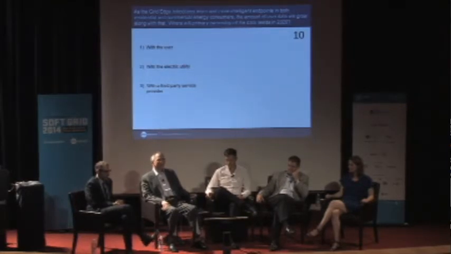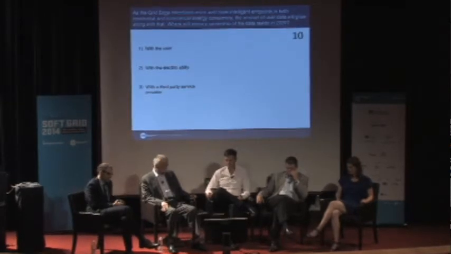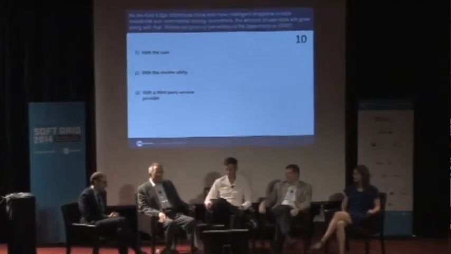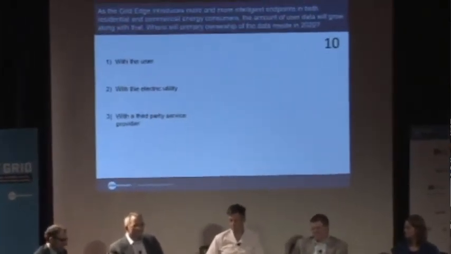Where will the primary ownership of the data reside in 2020? So looking at those endpoints in the network, who will own that data in 2020? So with the user, with the electric utility, or with a third-party service provider? Is someone going to sort of parachute in there and really own that data? Any clarifications, or are we ready?